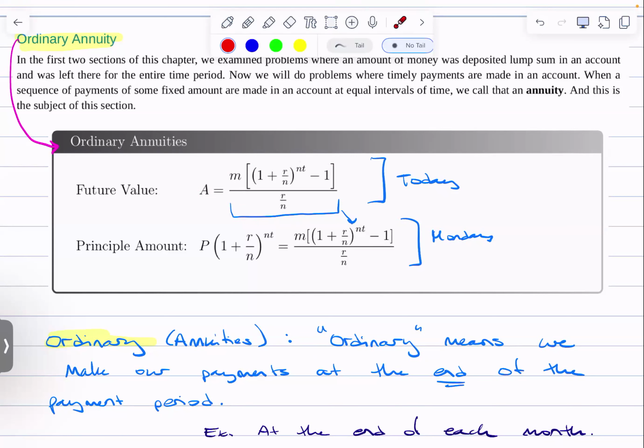Mumbo jumbo, is that a real term? I don't know. It's big.